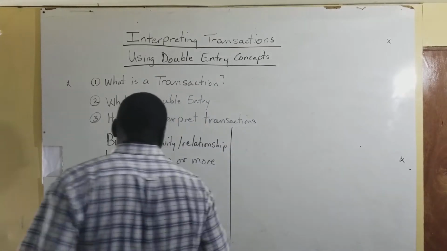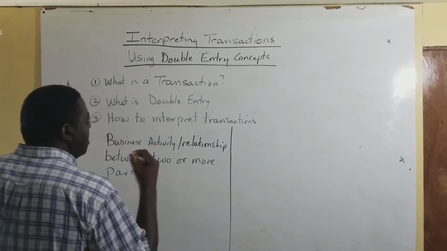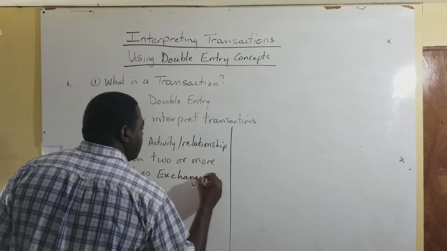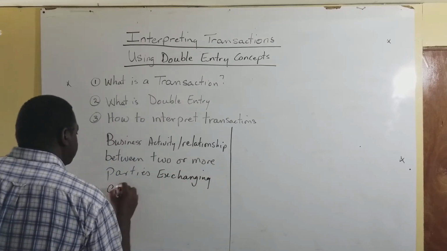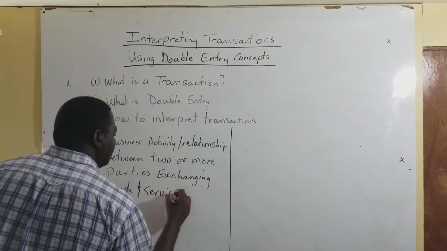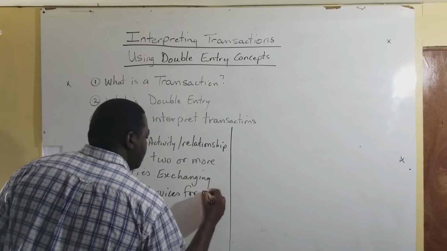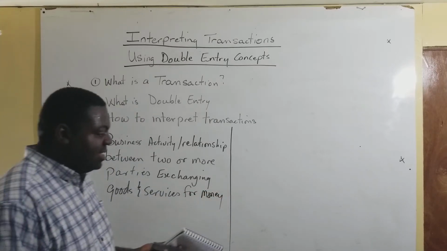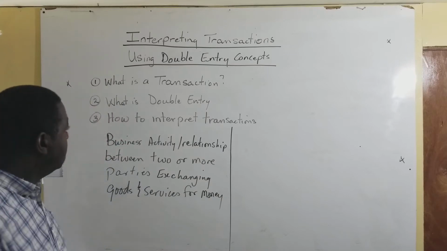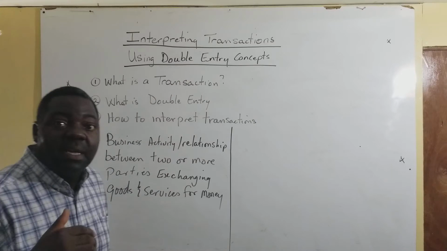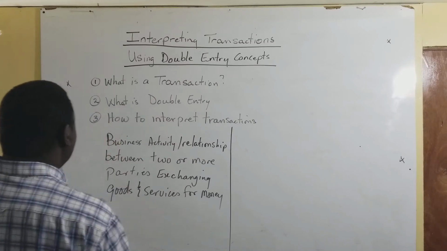A transaction then is a business relationship between two or more persons, and they are exchanging goods and services for money. Right? That's what a transaction is. So now we have accomplished objective 1, indicating what a transaction is.